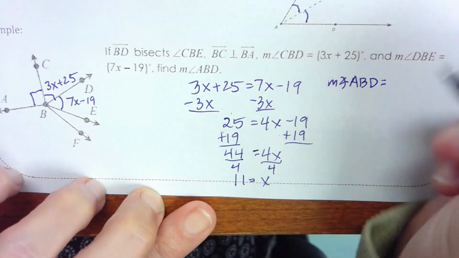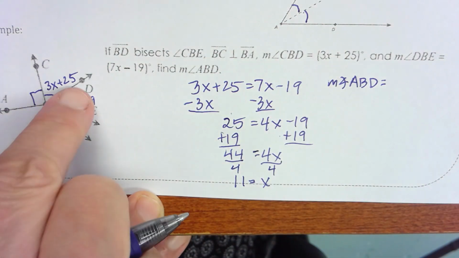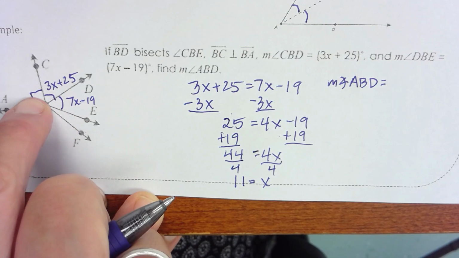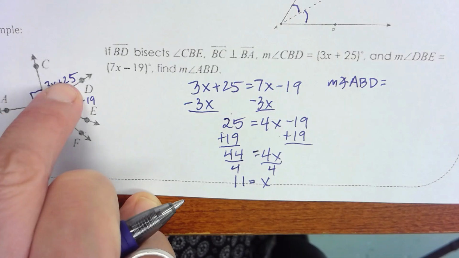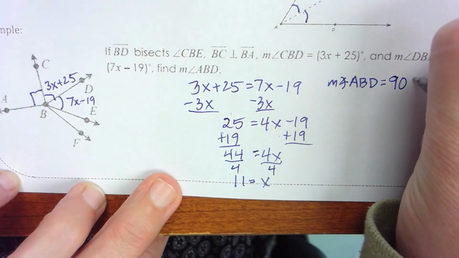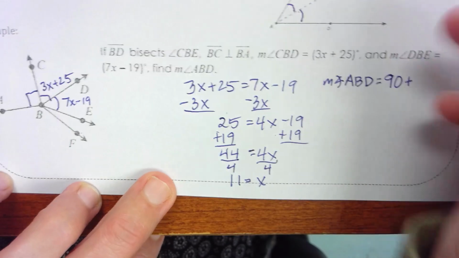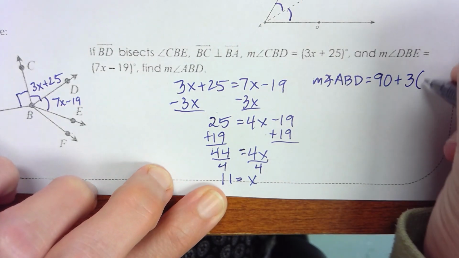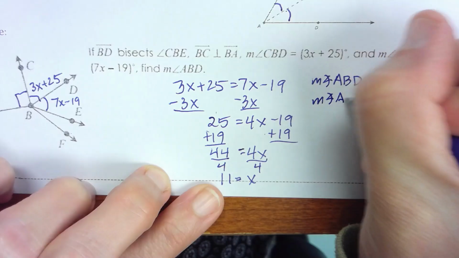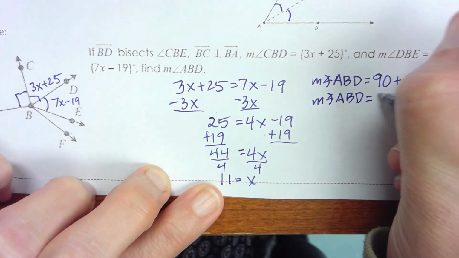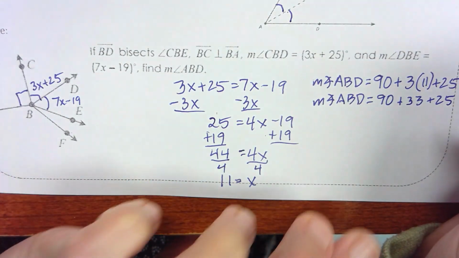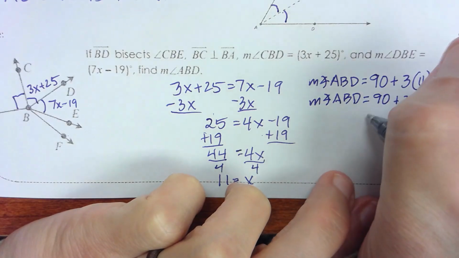And when I look over here, I see ABD, that's this obtuse angle here. It's made up of two different angles, the 90-degree angle and the 3x plus 25. So if I want to find the measure of ABD, I need to add 90 plus 3x plus 25. And I'll plug in my 11 for x. Measure of angle ABD, 90, 33, and 25. And 90 plus 33 plus 25 is 158.